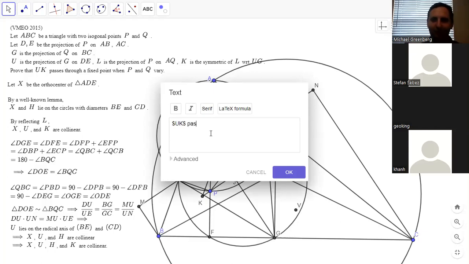Wow, I'm really impressed that you guys figured this one out. It was that key lemma right here.